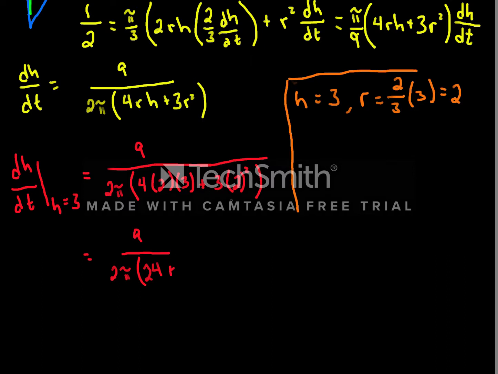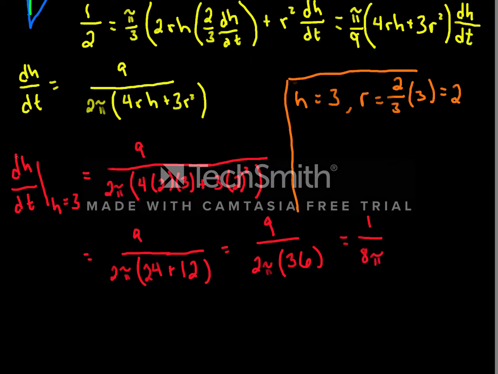Plus 3 times 4, so that's 4 times 3, that's 12. Which is equal to 9 over, so 24 plus 12, that's 36, so 2 pi times 36, and I know that 9 goes into 36 4 times, so this is 1 over 8 pi.